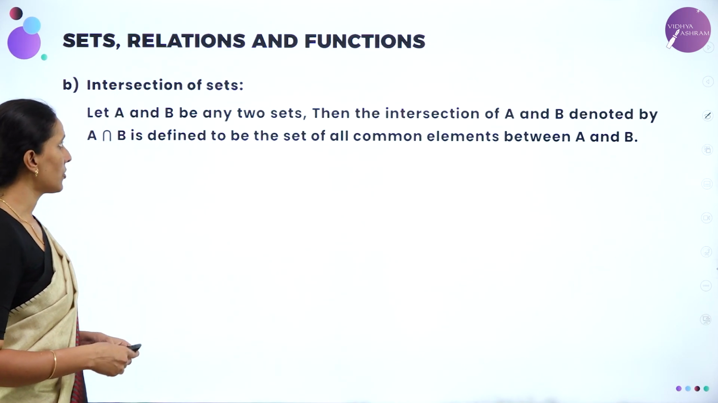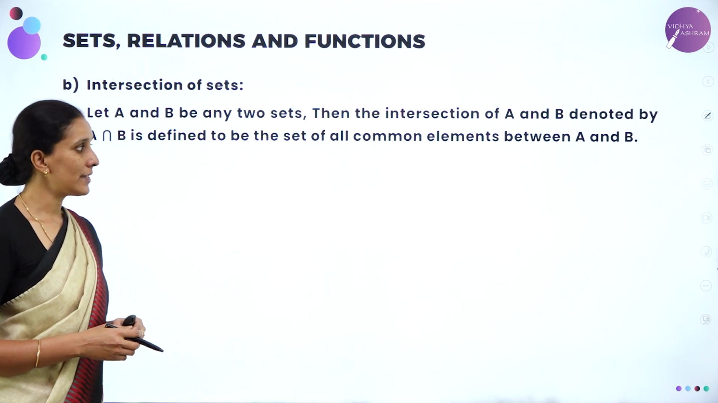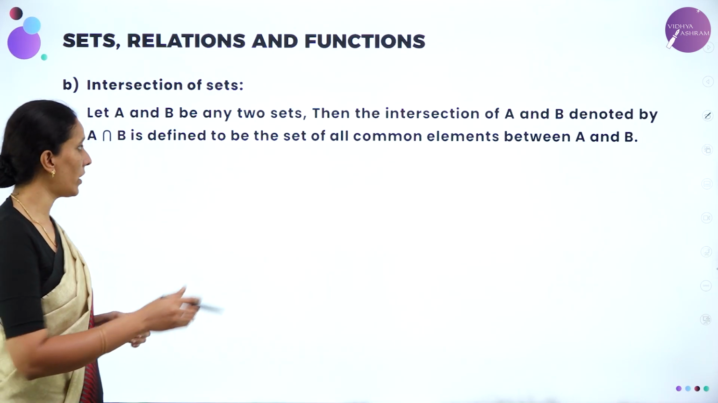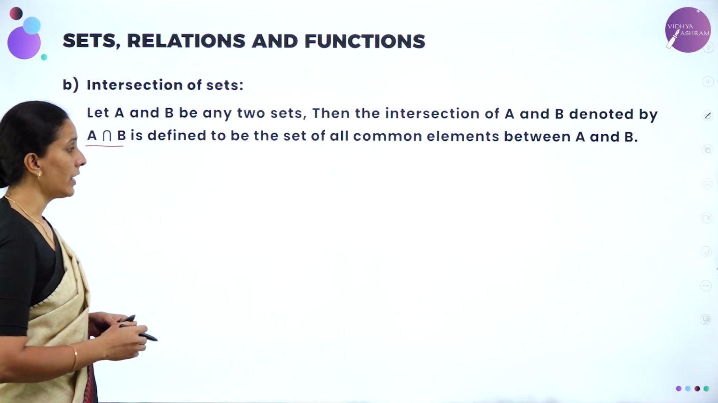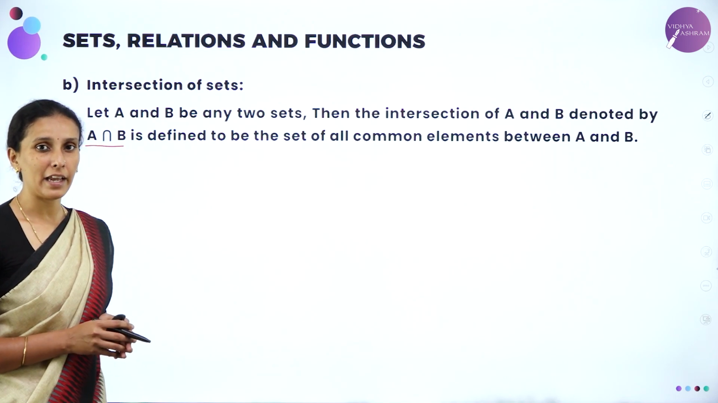Next is intersection of sets. So let A and B be any two non-empty sets, then their intersection is denoted by A intersection B and it is defined as the set of all common elements present in A and B.